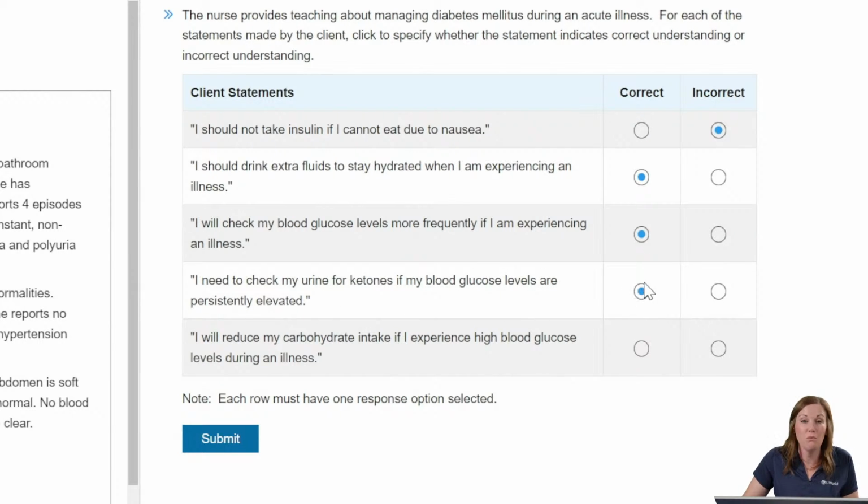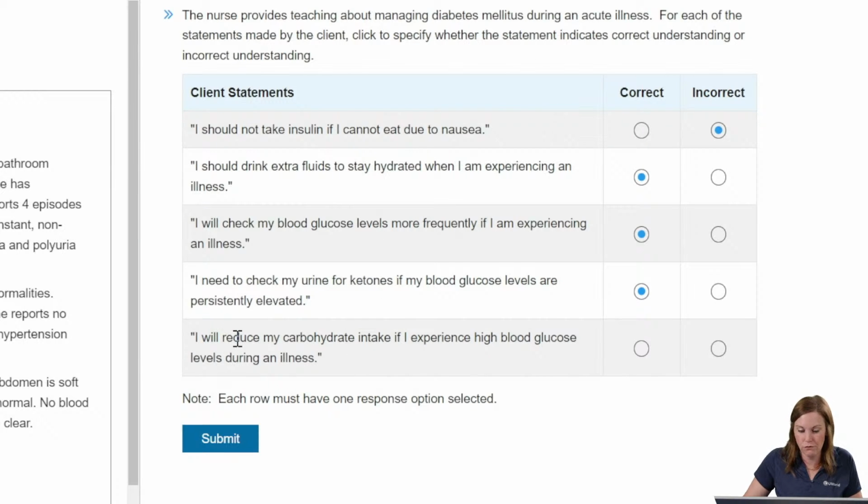Option 4, I need to check my urine for ketones if my blood glucose levels are persistently elevated. This is correct. We want to prevent DKA from happening, or if we're in DKA, we want to catch it at the first sign of really bad outcomes. So checking your urine for ketones is something you can do at home, and it's something we should instruct these clients to do. And if they see ketones, they immediately need to call their doctor. They need to seek help for that.